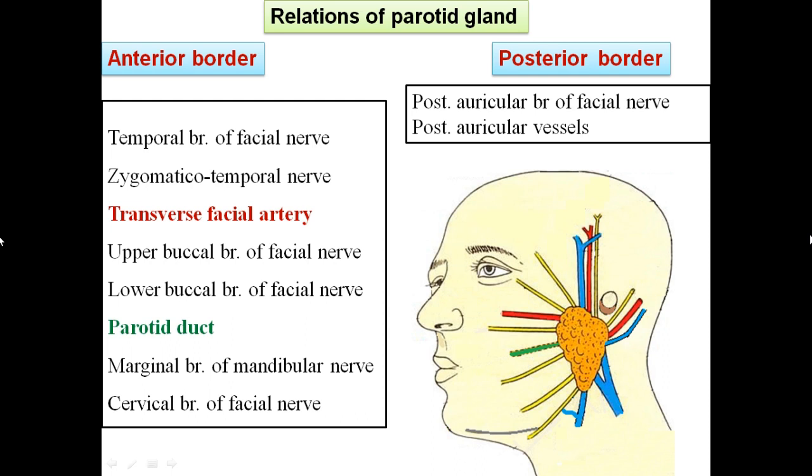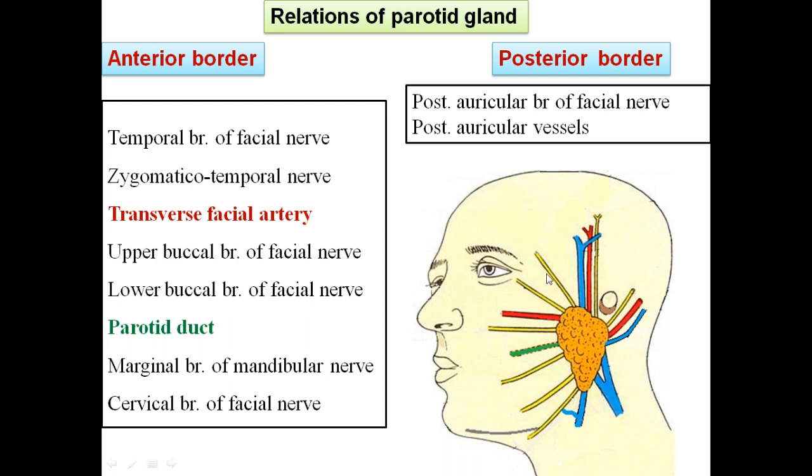Relations of the anterior border and posterior border. The anterior border separates the superficial surface from the anterior-medial surface. The posterior border separates the superficial surface from the posterior-medial surface. The anterior border of the parotid gland is related to the five branches of the facial nerve.